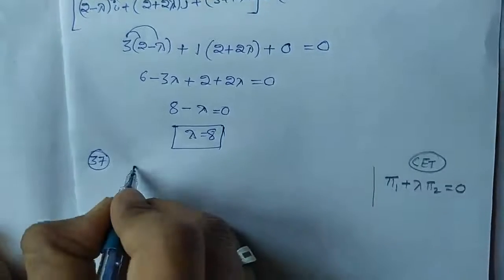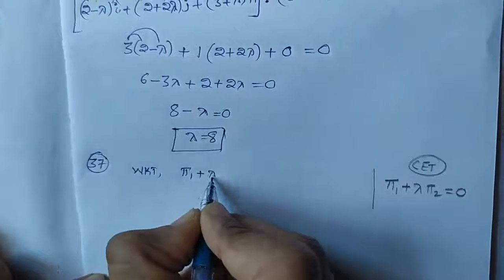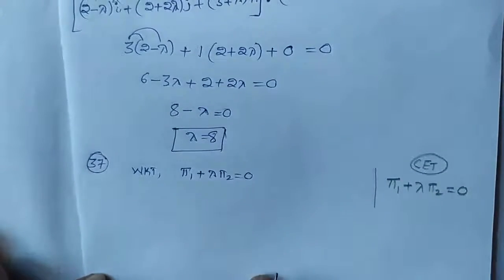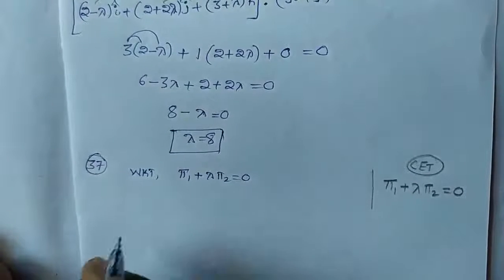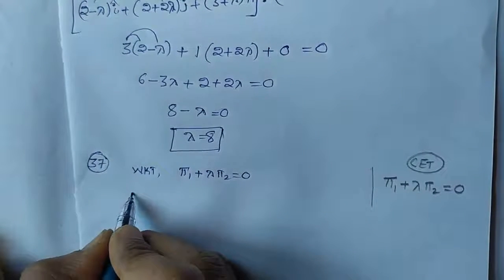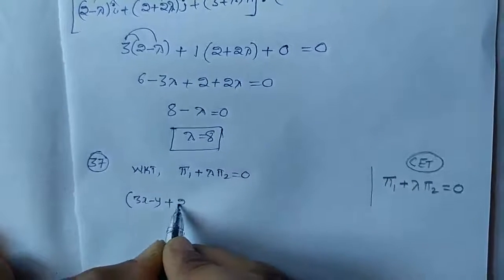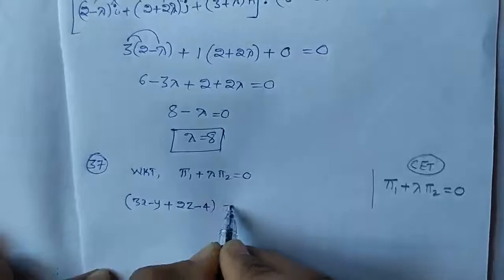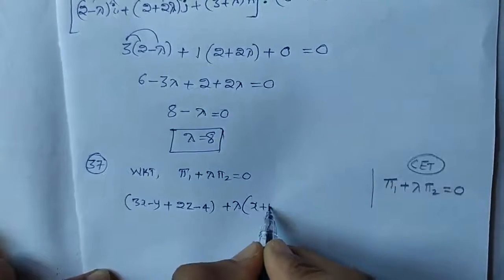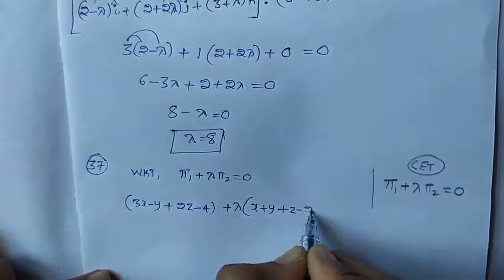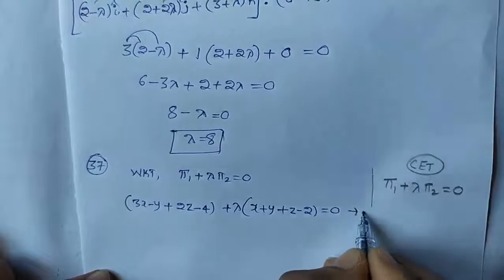We know that first plane pi 1 plus lambda pi 2 equals 0. So the equations are given in Cartesian form. Pi 1 is nothing but the first plane. What is the first plane? 3x minus y plus 2z minus 4, plus lambda into the second plane. Second plane is x plus y plus z minus 2 equals 0. Call this equation number 1.